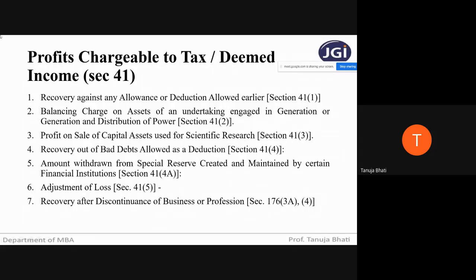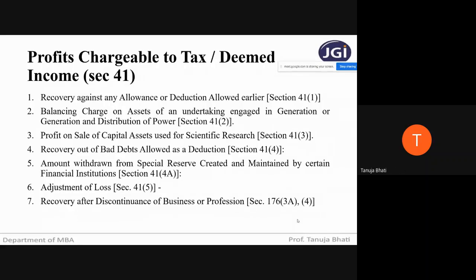So students, have you understood these 7 points? Anyone has any doubt in these 7 situations where it will be considered as a deemed income? Yes? Any doubt? No, in adjustment of loss, ma'am, I got confused.